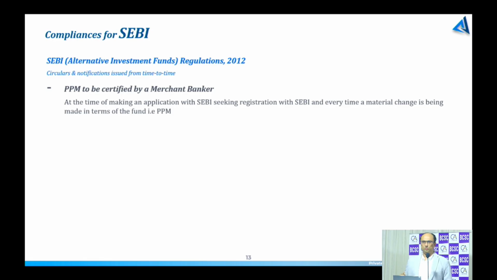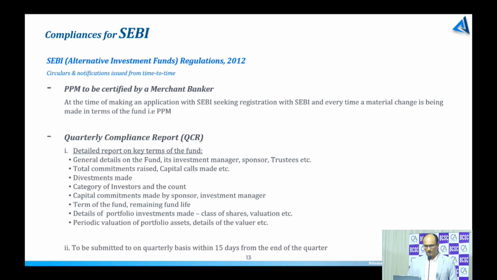Annually, after the close of the financial year, by 30th April, the merchant banker has to again certify the PPM: whether changes were carried out, whether key terms were changed, and whether those changed key terms were duly authorized by the investors or are in line with SEBI guidelines. Annually the merchant banker needs to certify this. For Category 1 and Category 2 funds, there is a quarterly report. For Category 3 funds, it's a monthly report. More or less the reportings are the same.